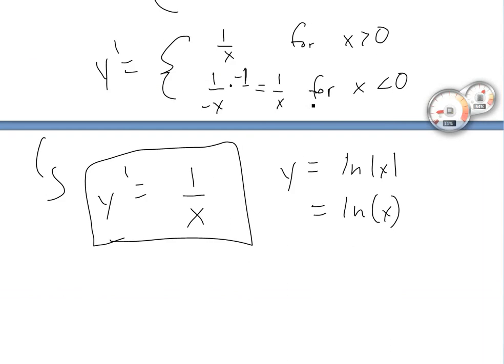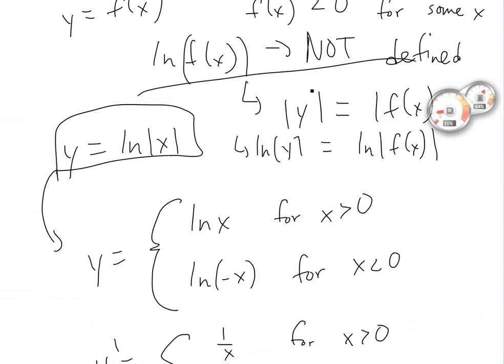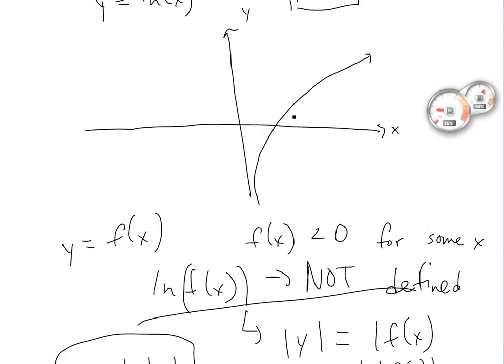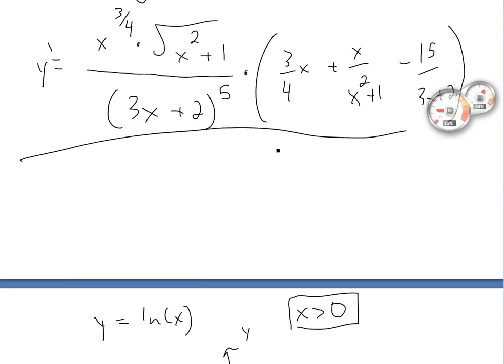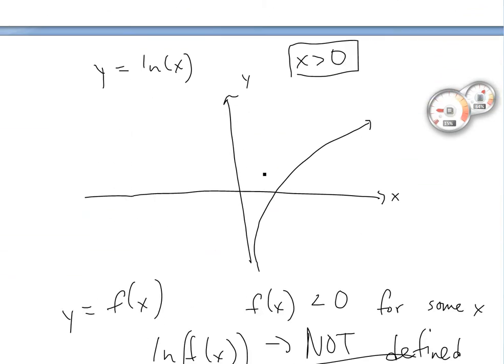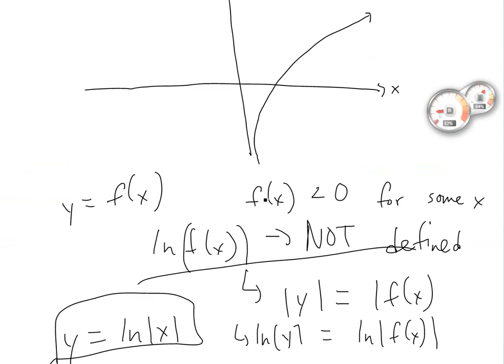Well, that's all for today. Hopefully you learned this amazing method of solving derivatives of complex equations. And just remember, if f of x is not defined, if it's less than 0, then you can't take ln, but you can at least use the absolute value of it.